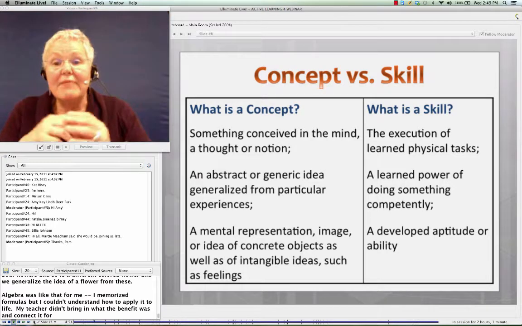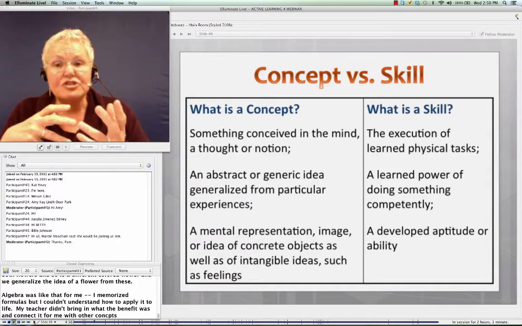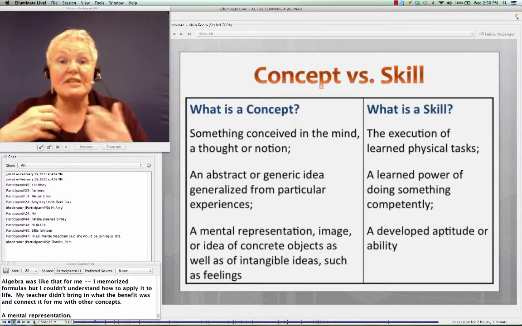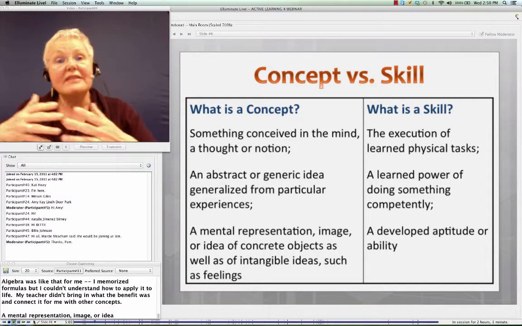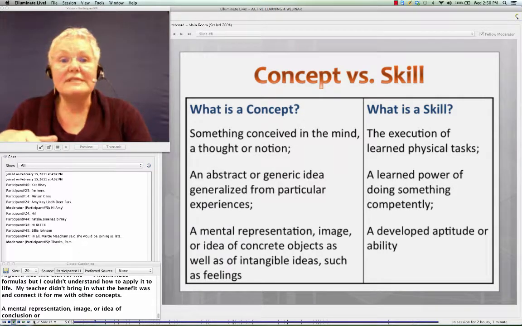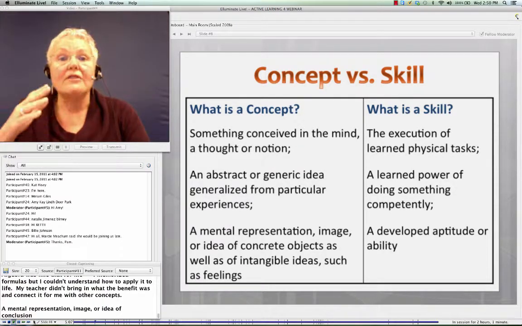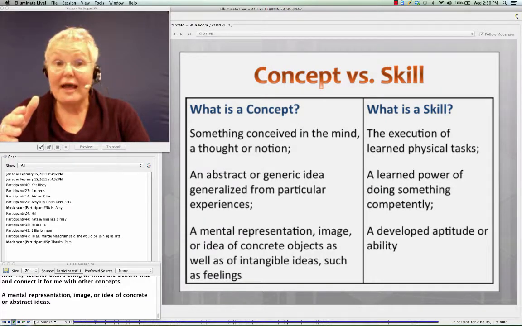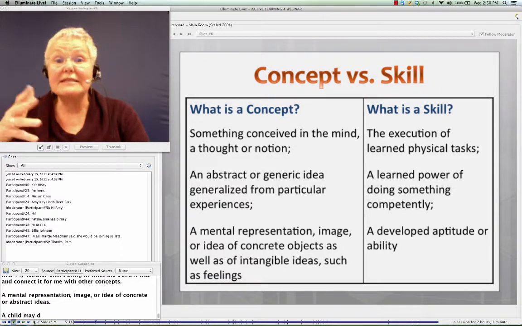A concept is a mental representation or an image or an idea of concrete objects, as well as intangible, such as our feelings. And then the skill, and this is so often what we see on IEPs, is what the child's going to do, such and such, which is fine. This child will be independent in their toilet training.